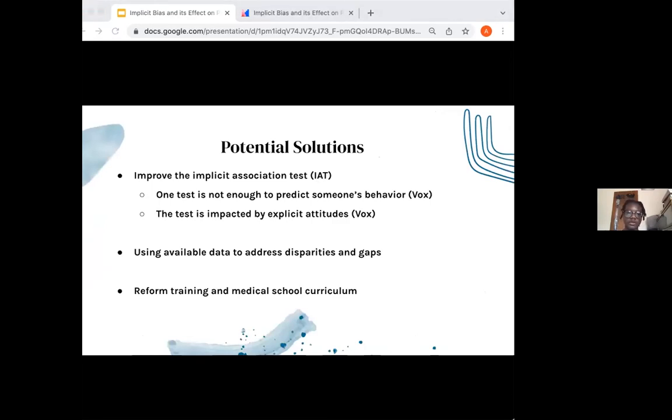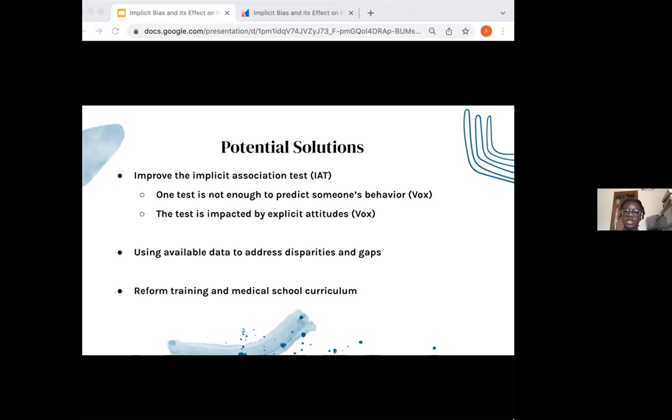So these are some potential solutions. While the IAT is one of the main ways to measure implicit bias, there are many problems with the test. According to Vox, it requires a collection of results before the test can make any actual conclusions. Taking one test is not enough to predict the behavior of a person. Additionally, the test is impacted by explicit attitudes. For example, the results are influenced by people's desires to create a good impression.